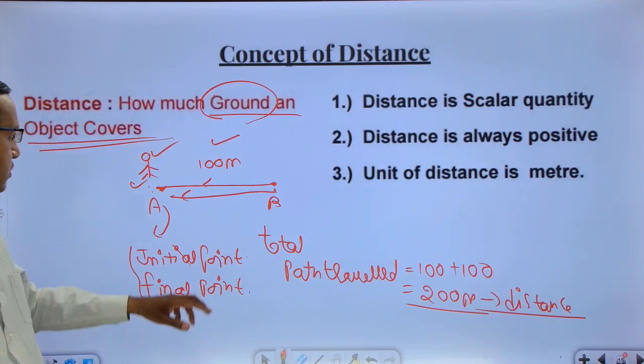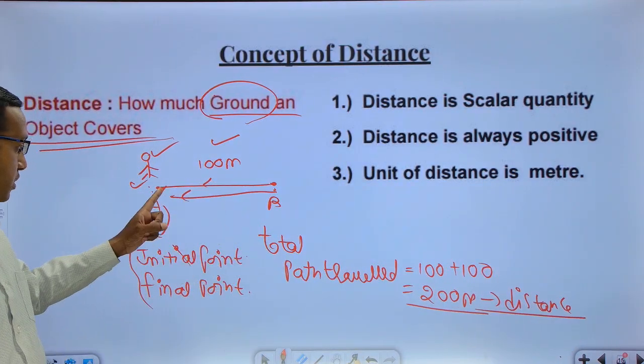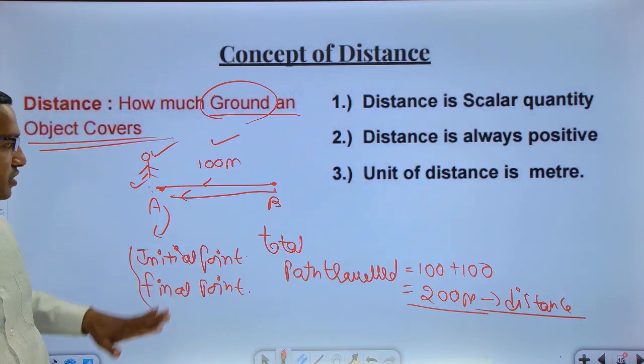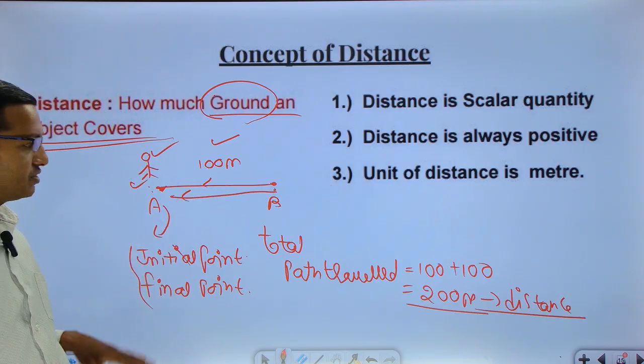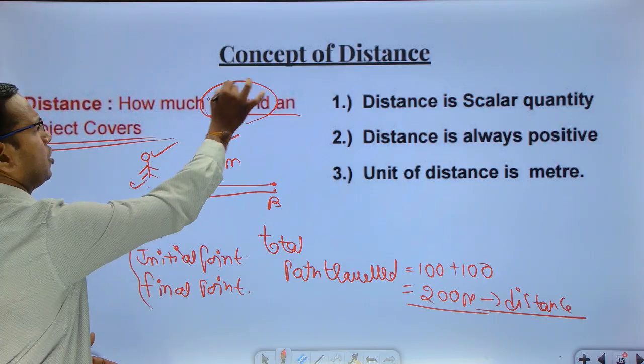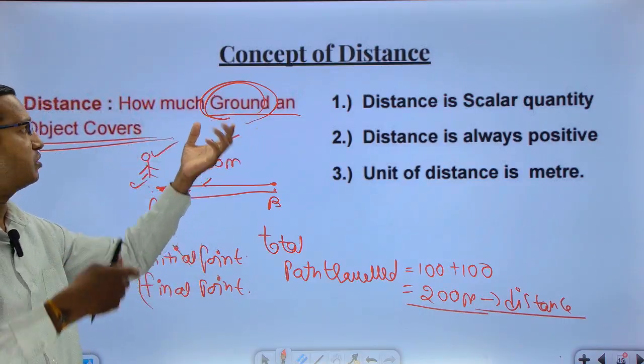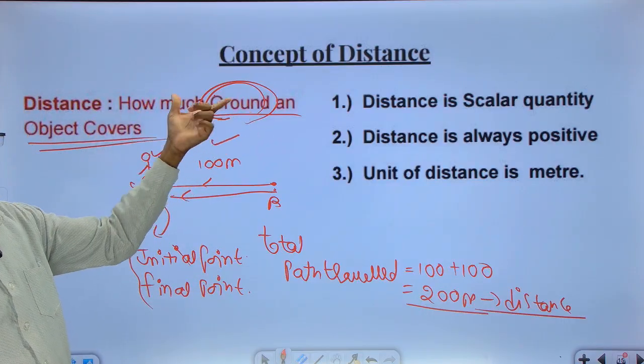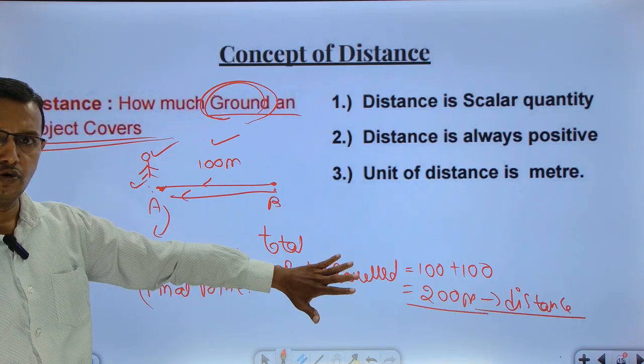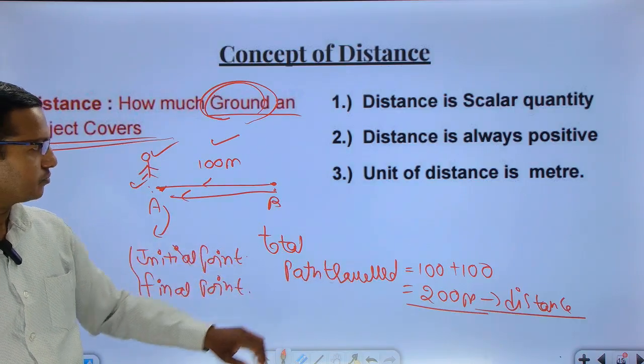Hope you are getting my point. But remember, the interesting thing is the initial and final points are the same, yet the object has covered some distance. Wherever it is going, every step you have to count. It is nothing but counting how much ground an object has covered. Okay, hope this is clear about distance.